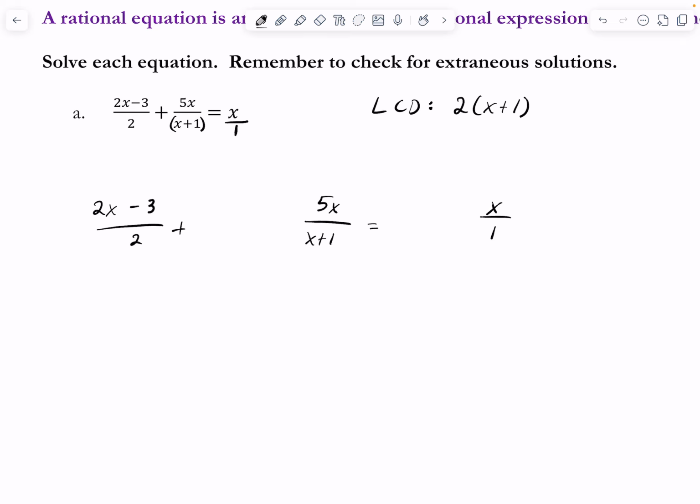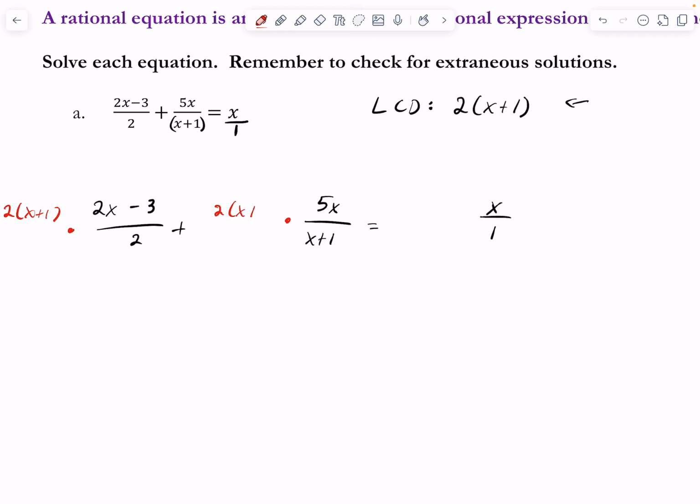And now, instead of getting a common denominator, I'm going to use this LCD to multiply every single term here, all 3 of these rational expressions, times the LCD. And by doing that, I will eliminate my denominators. Let me show you. So multiply by 2 times x plus 1.